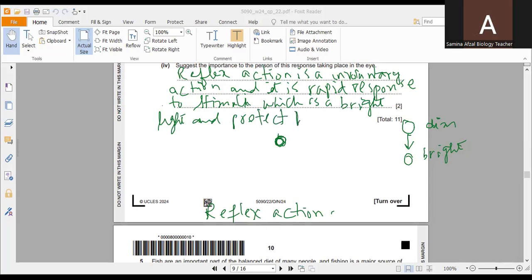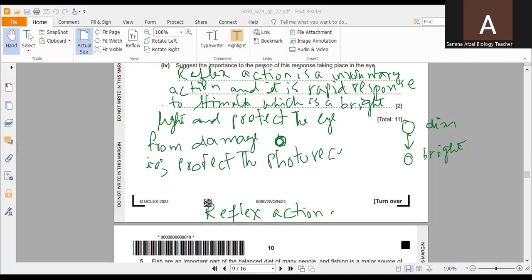And protect the eye from damage. That is, protect the photoreceptors, which are sensitive to bright light.